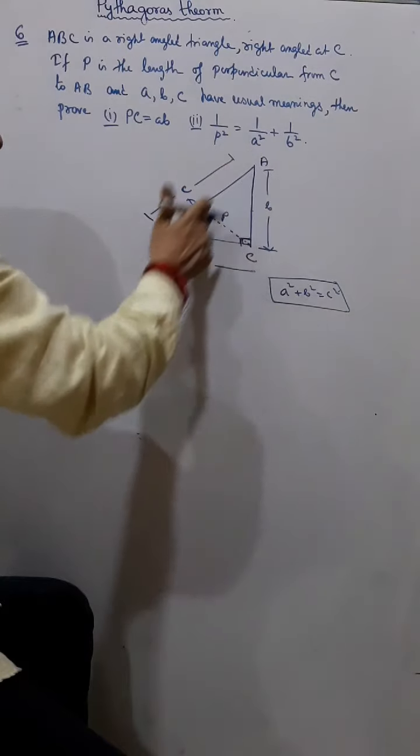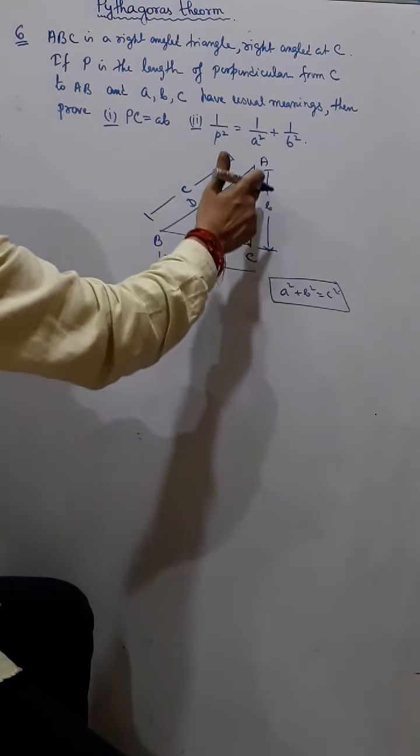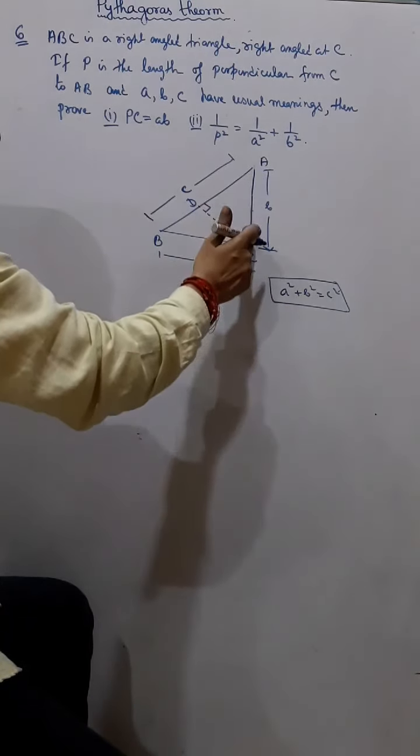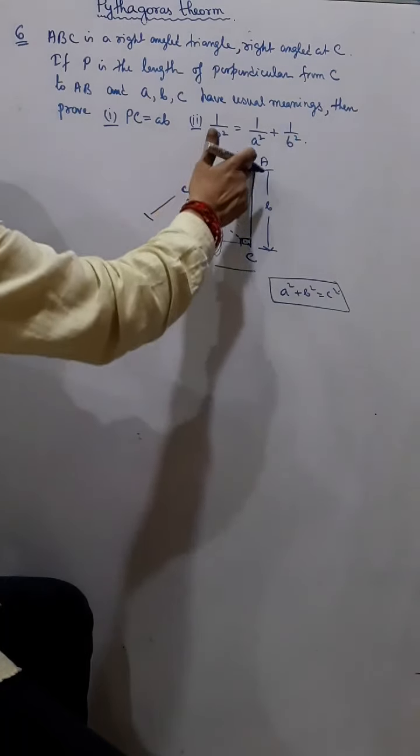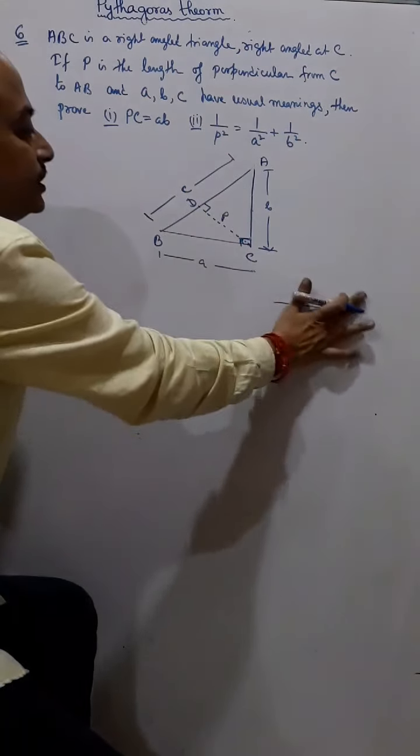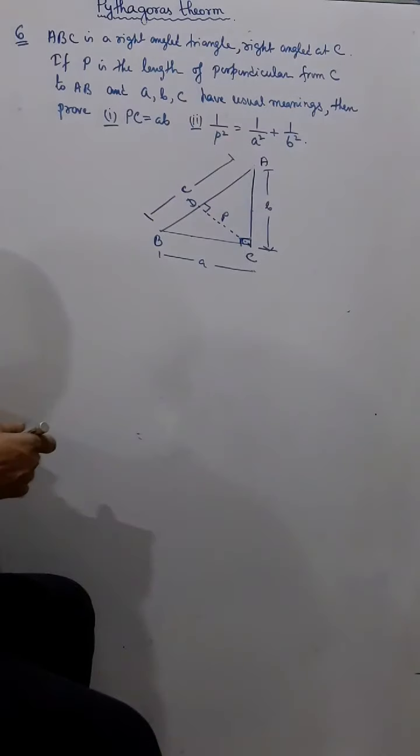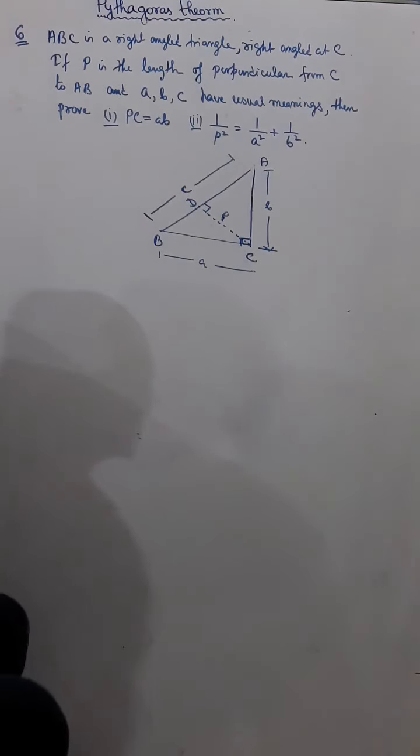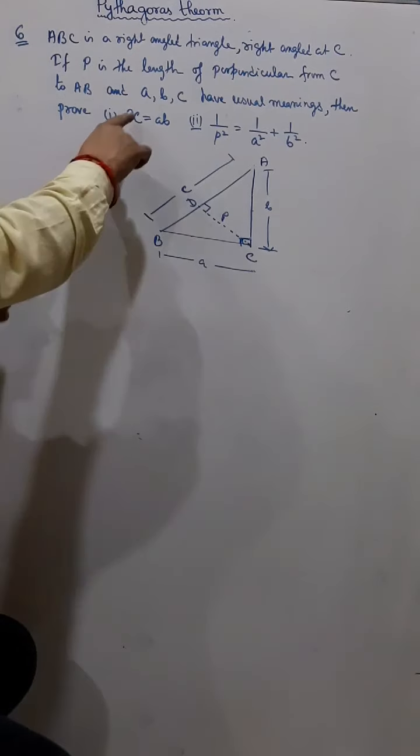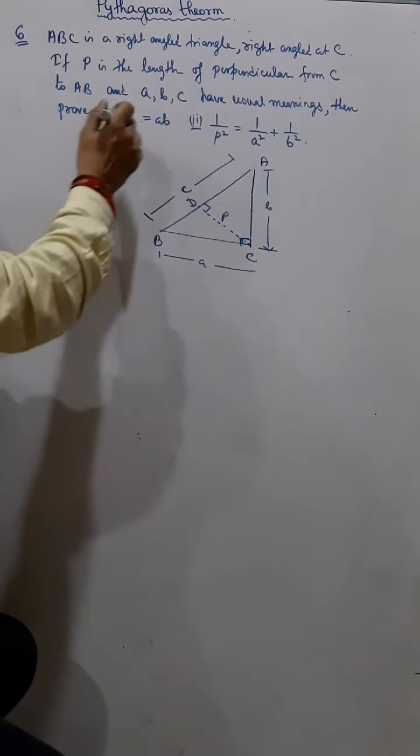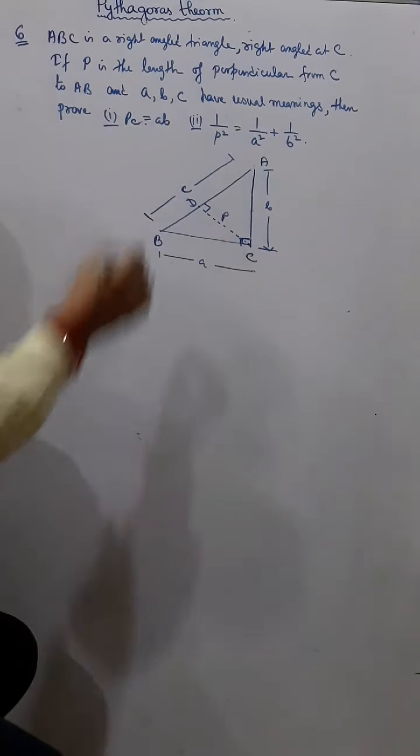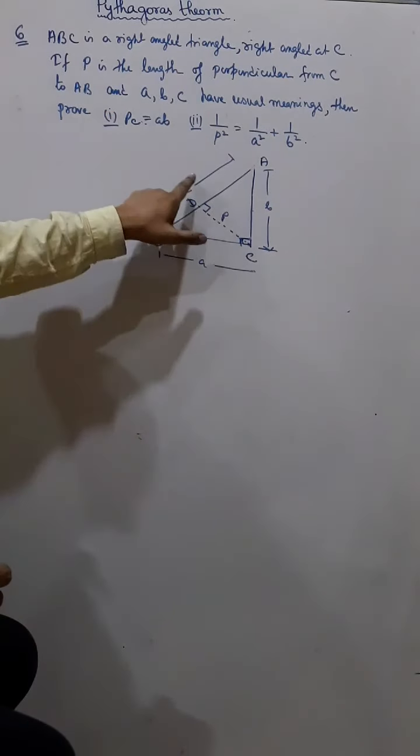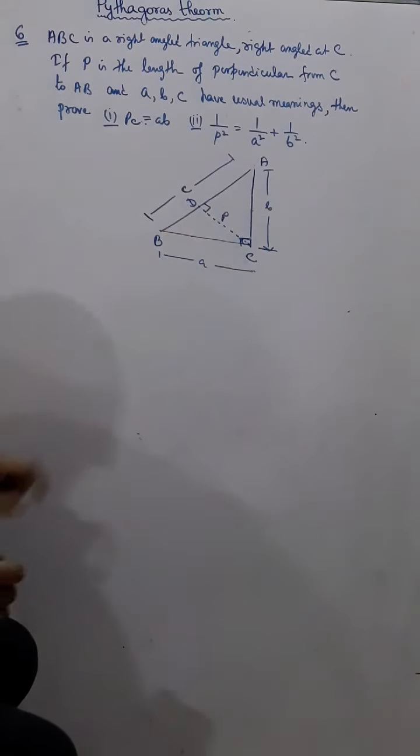So the side opposite to A is small a, the side opposite to B is small b, and the side opposite to C, which is the hypotenuse, is small c. Therefore they have usual meanings. Now we have to prove first pc equals ab. In fact these are all small letters, so p, c, a, b.